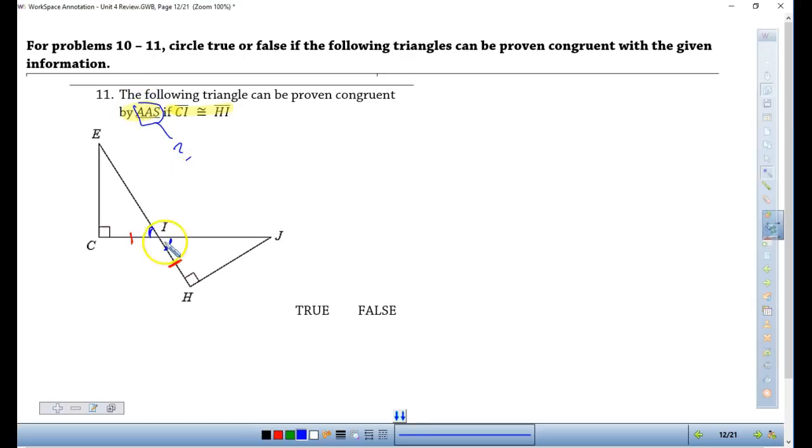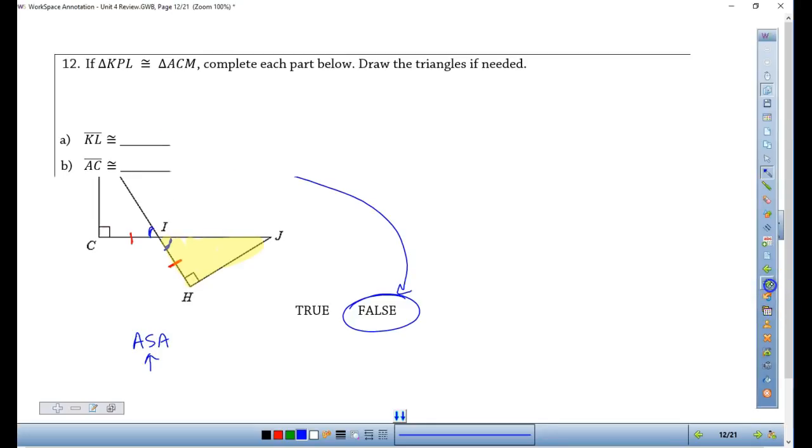Well, I do have two angles and a side. If I look at either triangle, I have two angles and a side. But the side is in between the two angles, so that would have spelled angle, side, angle, because the side was in between the two angles. So it's not the non-included side. So this one would be false. It would not be AAS because that side would be in between the two angles, so it would have been this. So false for that one.